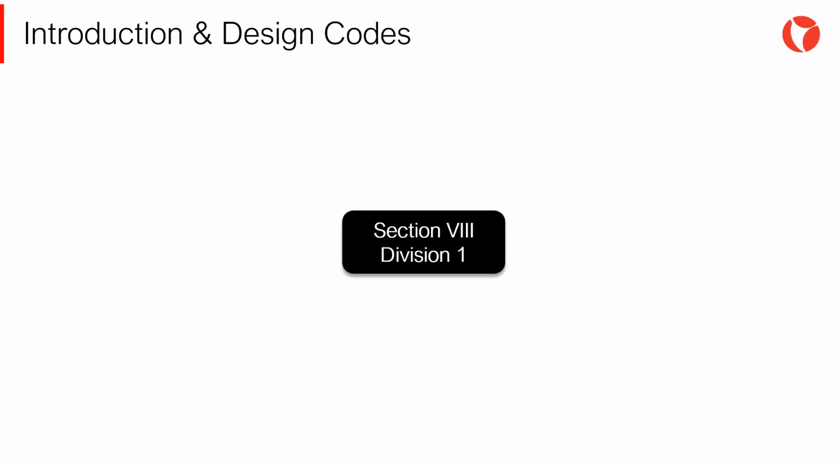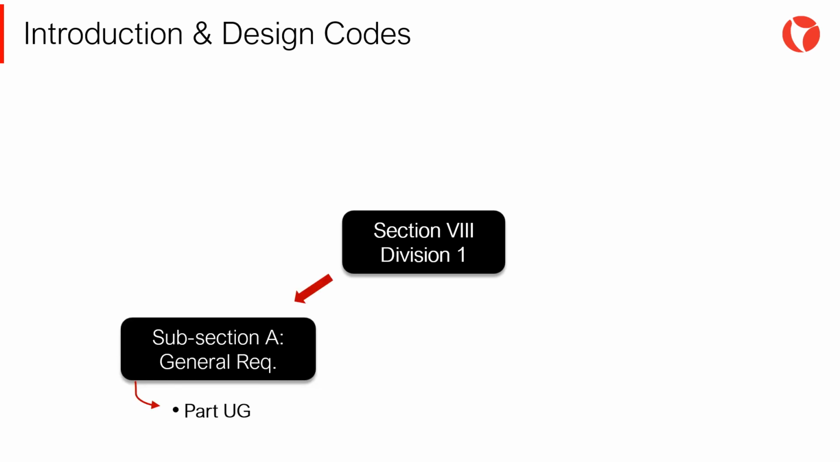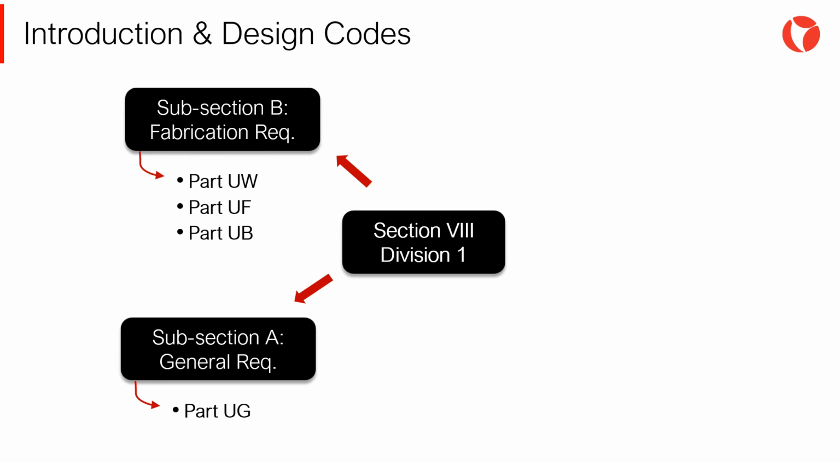It has 3 main subsections. Subsection A, General Requirements, where the most used part within this section is Part UG, General Requirements for all construction methods and all materials. Then we have Subsection B, Fabrication Requirements. In this case, the most used part within this section is Part UW, Requirements for pressure vessels manufactured by welding.